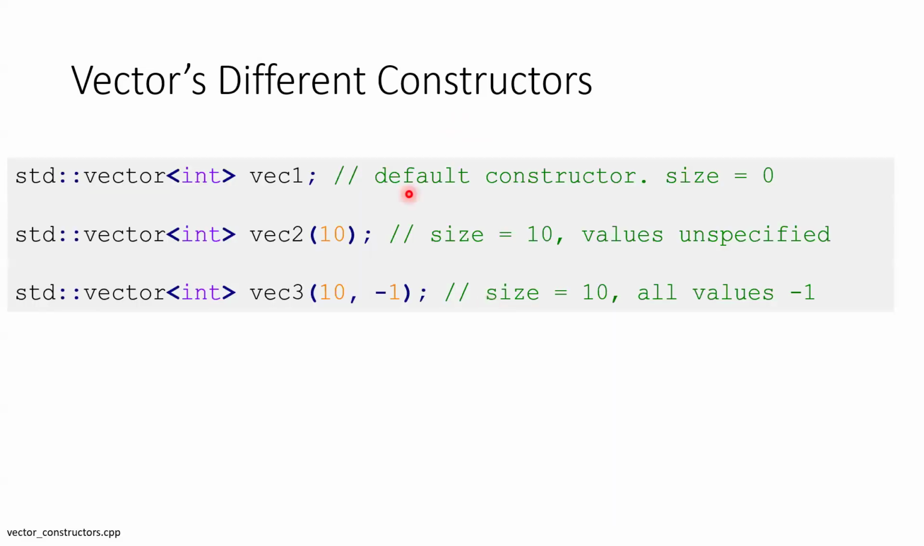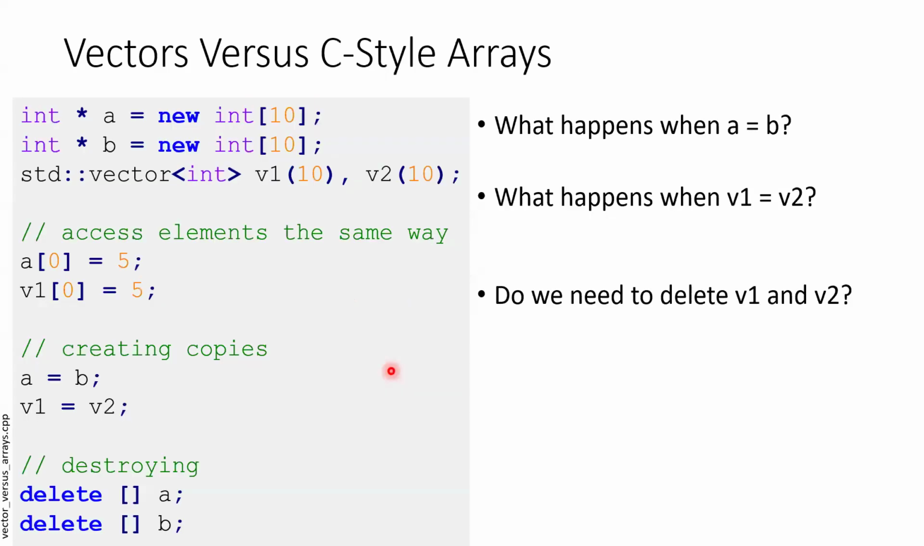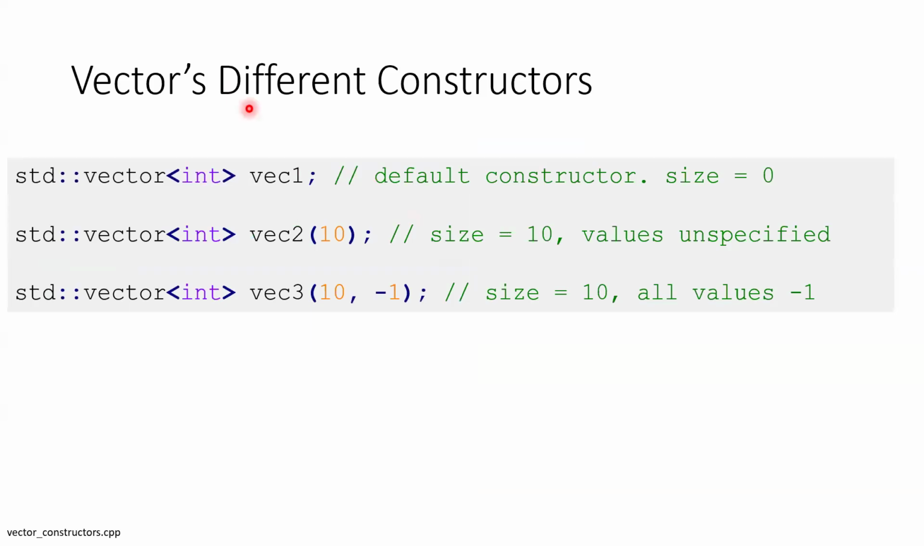And we have 3 different constructors for vector. First one is a default constructor of size 0. The second one is specifying the size with values unspecified. You can just allocate a vector of size 10 and then just assign each value independently. Or the third one is allocating the size and setting the values. This makes sense? Any questions?